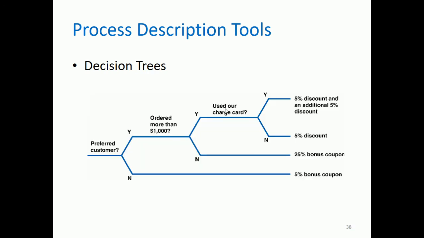Okay, we have another process description tool which is called decision trees. So this is actually the decision tree version of the structured English. For me, it is easier to understand than the structured English. Okay, so you must create a question that is answerable by yes or no. Preferred customer, if it is no, 5% bonus coupon. And then, preferred customer, if it is a yes, ordered more than 1,000.